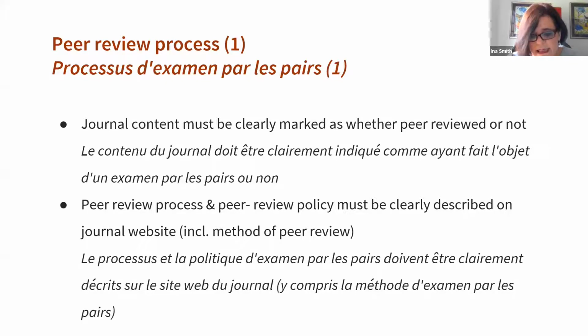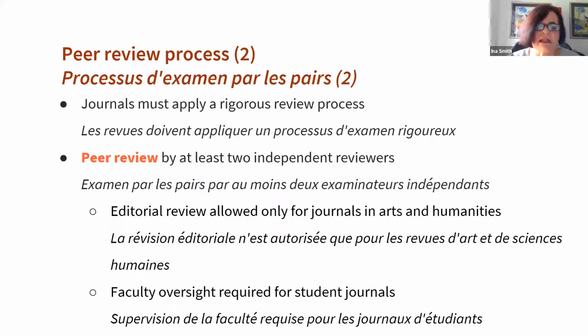If you publish letters from readers in your journal, they might not be proofread or edited or peer reviewed. But for a research article, it's a requirement that your research articles be peer reviewed by experts in the field. And this peer review process and policy must be clearly described on your journal website, including the method of peer review. So take time and write it out, so that your website provides an extensive and transparent explanation of how you conduct the peer review for the journal.